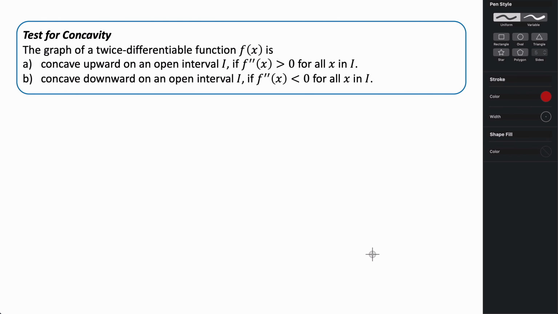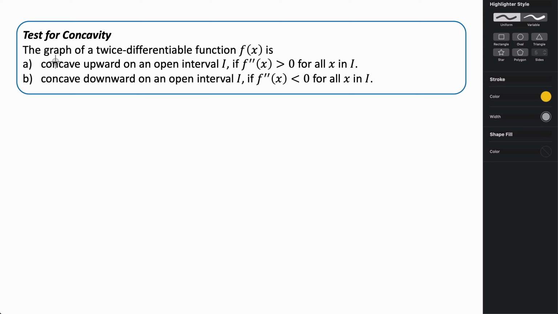Okay, so how do we test for concavity? Just like in that last little part, it's going to deal with the second derivative. The test for concavity helps us determine whether a portion of our graph is concave up or concave down. For this, we need a function that's twice differentiable. Twice differentiable just means that you can take its derivative twice without any issues. There are no areas over the interval where the derivative is discontinuous or anything like that.